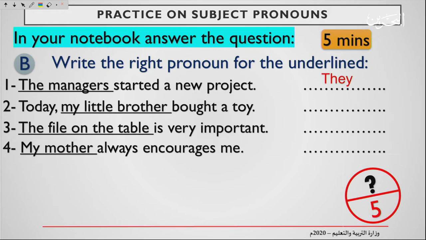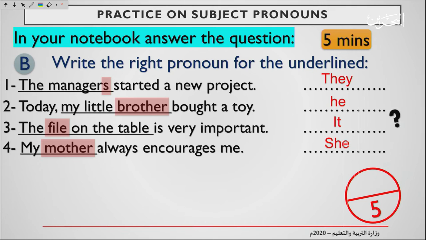All right, number one, they. So instead of the managers, you can add they. If you have a correct spelling, mark it. And we know that because of the S. Today, my little brother bought a toy. And instead of my little brother, he, because brother is a boy. Three, it. The file on the table is it. We know that because file is a thing. Four, she. And we know that because mother is a girl's noun.